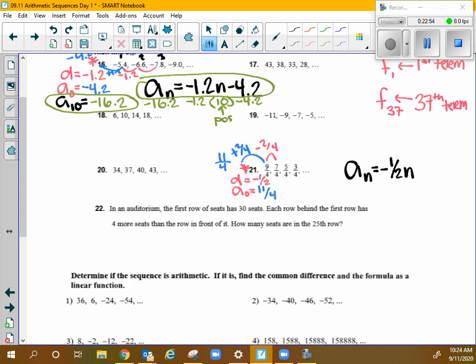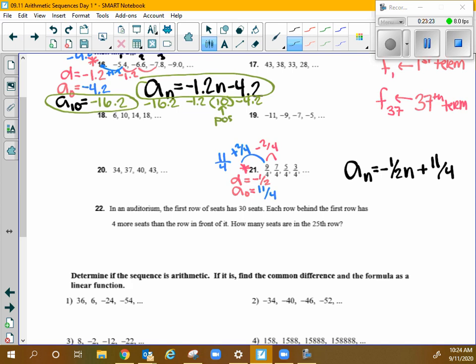So I have A of n equals negative 1/2 n plus 11/4. Do we want to simplify or no? You can't simplify 11/4. I would expect you to if it can be, but that can't be. No mixed numbers. If it can't be just a whole number, then just do it as a fraction.